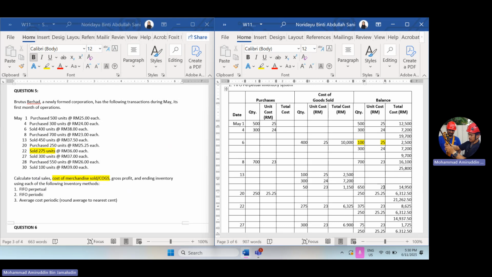Which one? Hey, Abdullah, wait, where is it? In the question. Which one? Oh, this one. This is the selling price. Remember just now? I told you, selling price. When we want to compute how much is our profit. Now we want to measure our costs. Don't use the selling price.